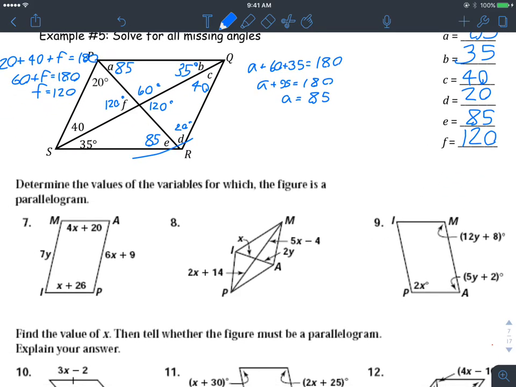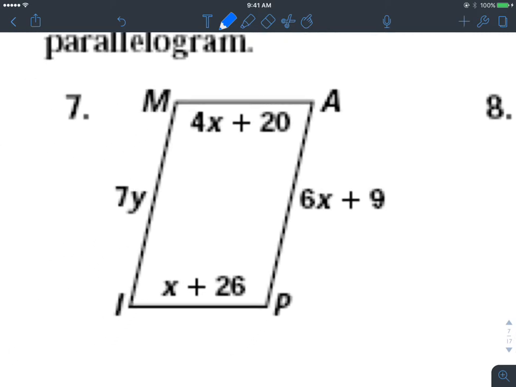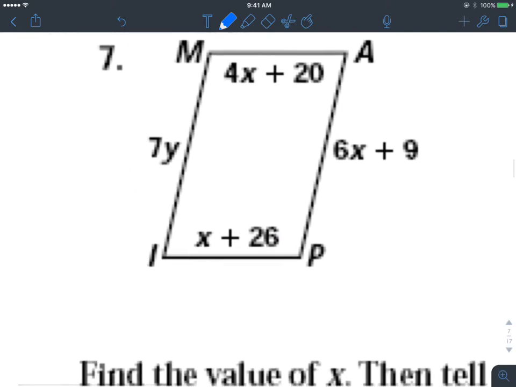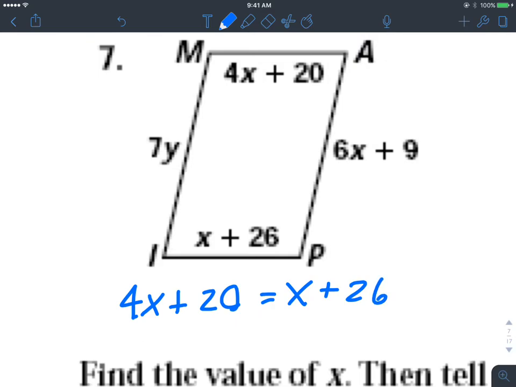Okay, next few here, determine the values of the variables for which the figure is a parallelogram. So notice here that it looks like we got our two sides right there being 4x plus 20 and then x plus 26. So if this is a parallelogram, those sides should be congruent. So let's find a value that makes those sides congruent, aka set them equal to each other. So when you subtract over x, you're going to get 3x. If you subtract over 20, you're going to get 6. And then x equals 2.